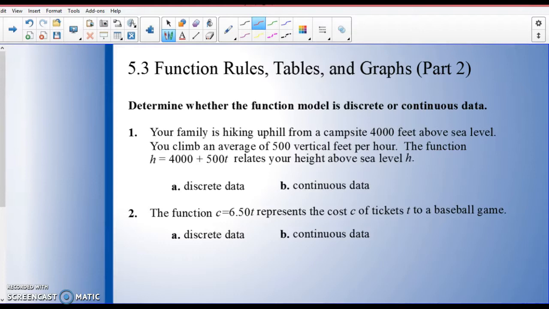All right. Your family is hiking uphill from a campsite 4,000 feet above sea level. You climb an average of 500 vertical feet per hour. The function H equals 4,000 plus 500t relates your height above sea level. Is this going to be discrete or continuous? Discrete or continuous for this particular situation? Correct. Why do you think it's continuous, Justin?